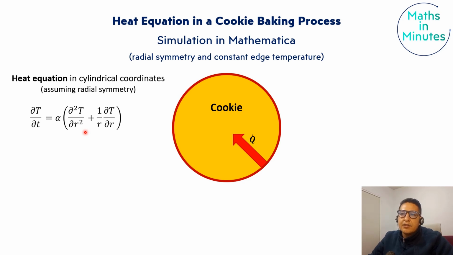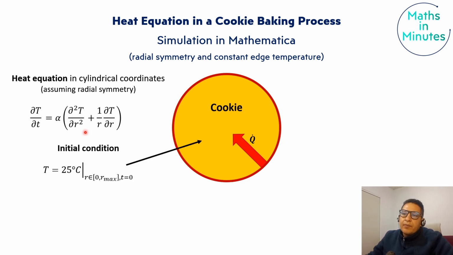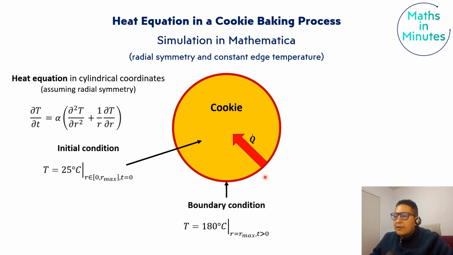to solve this equation, and I will show you the code, and I am also sharing this in the description as I said. So the initial condition for this process is that the initial temperature is equal to 25 Celsius degrees at time equal to 0 and for all the radius. After that, the boundary condition is for the edge of the cookie, where we have a temperature equal to 180 Celsius degrees.